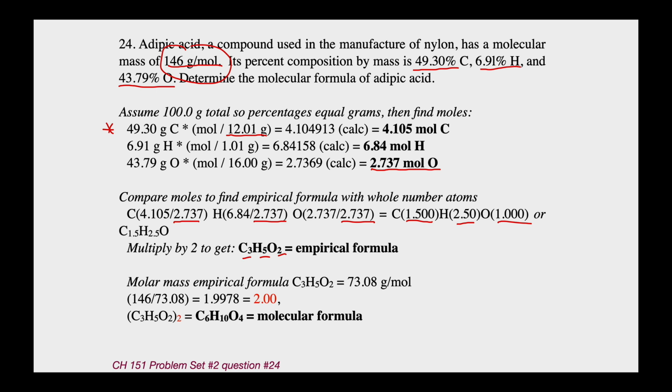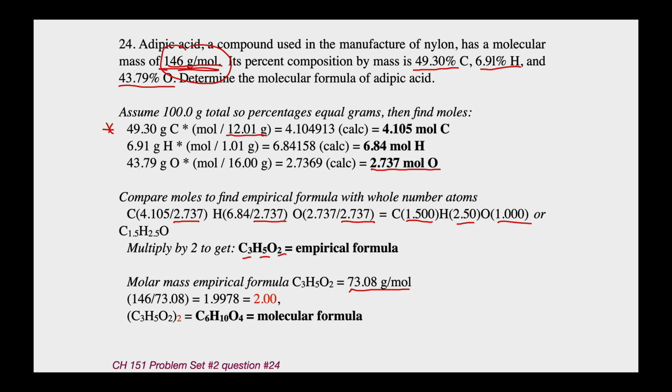So the molar mass of C3H5O2 comes out to be this number, 73.08. So you would take 3 carbons, 3 times 12, plus 5 hydrogens, 5 times about 1, plus 2 oxygens, 2 times about 16, to better sig figs than I just did, 73.08 grams per mole. And you can see that is definitely not 146.